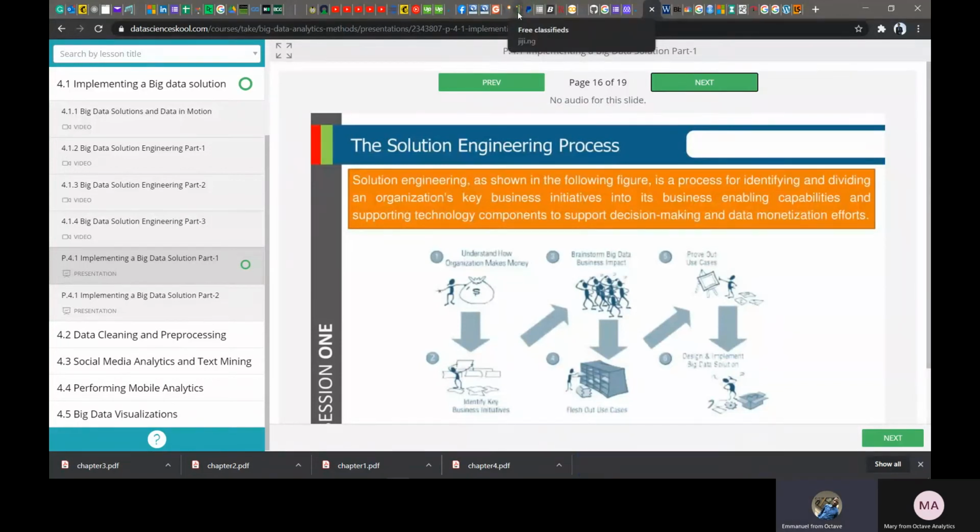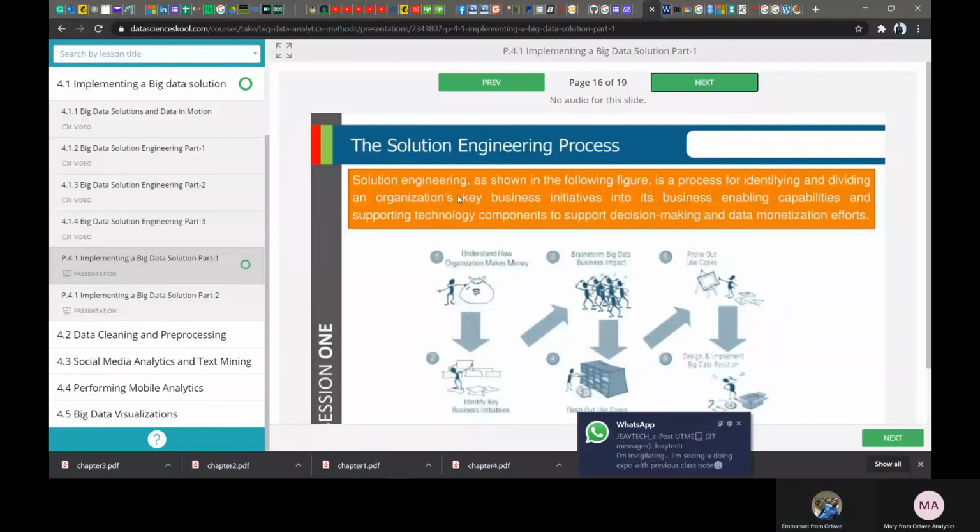So the first step is to understand how the organization makes money. If you want to build a solution engineering process, first of all, for a particular organization, you have to understand how these people make money. After you understand that, the next step is to identify key business initiatives. What are the key things you should look out for to achieve your goal? Then three, brainstorm big data business impact.